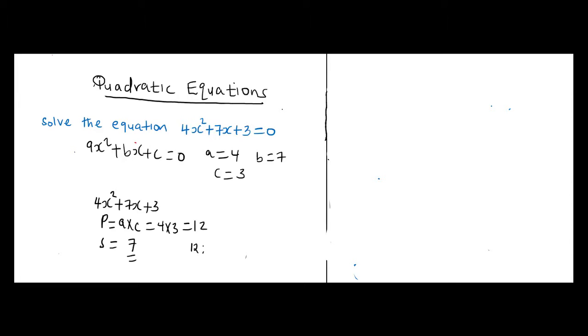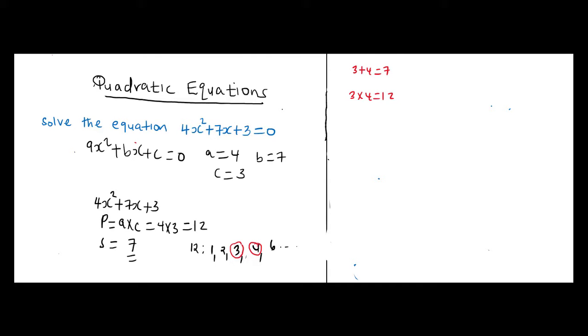The product is 12. We list down the factors of 12. That is 1, 2, 3, 4, 6, etc. From these factors, we can get the two numbers. And particularly, the two numbers are, for this equation, 3 and 4. Because when we add 3 and 4, we get 7. And when we multiply 3 and 4, we get 12.